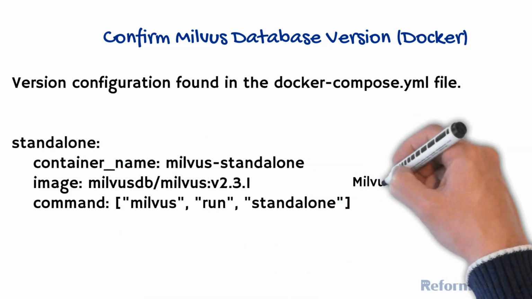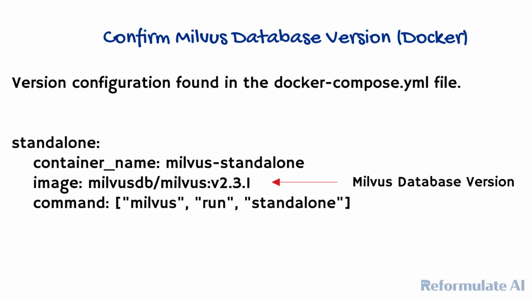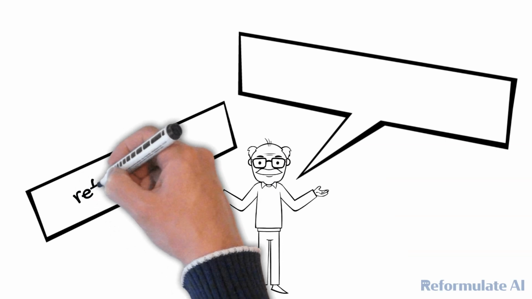For a standalone Docker Milvus installation, to check which version of the Milvus database you have installed, you can look in your Docker Compose YAML configuration file. The image key listed as part of the standalone service section should contain the Milvus database version as part of the Docker image tag.